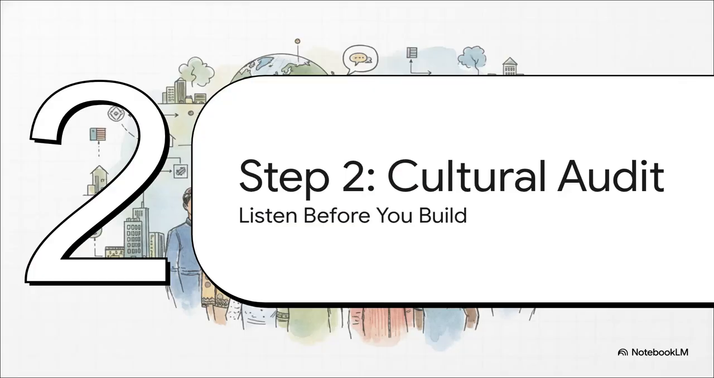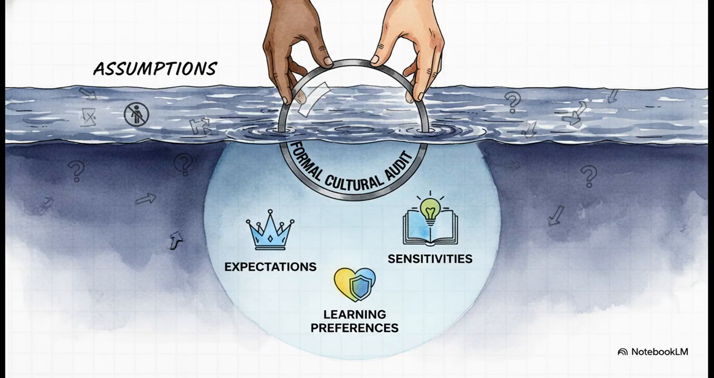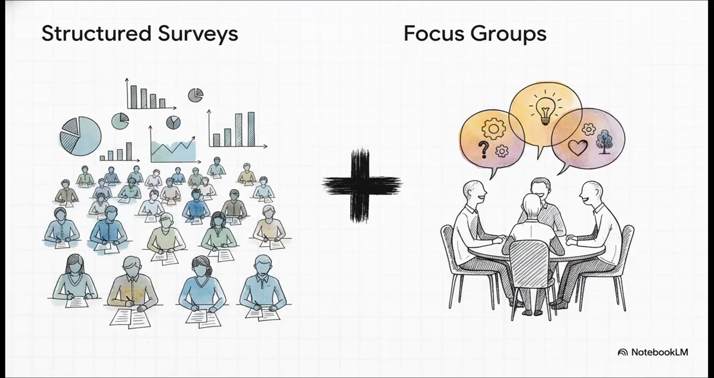Okay, so you've got your team of liaisons assembled. Now you're ready for the second foundational step. This is your intelligence gathering phase. You have to listen before you can build. You know, the goal of a cultural audit is actually really simple. It's about replacing your assumptions with real data. You're trying to uncover those hidden expectations, those cultural sensitivities, and those unique learning preferences that will either make or break your training program.